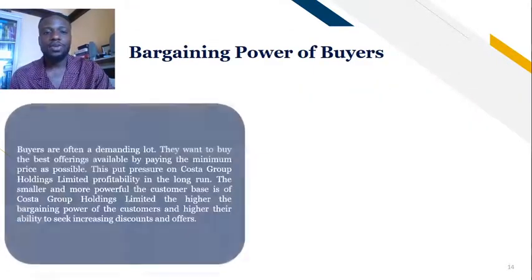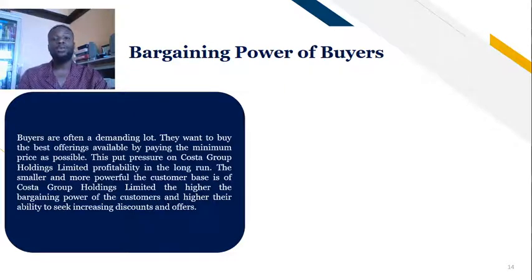Now, another aspect, which is the bargaining power of buyers, and this is generally described as, buyers are often demanding a lot. They want to buy the best offering available products by paying the minimum price possible. This kind of puts pressure on companies such as Costa, and in the long run, it kind of puts pressure on their profitability. So the smaller and more powerful the customer base is for Costa, the higher the bargaining power of their customers, and the higher their ability to seek increasing discounts and offers. So how can Costa actually address this?